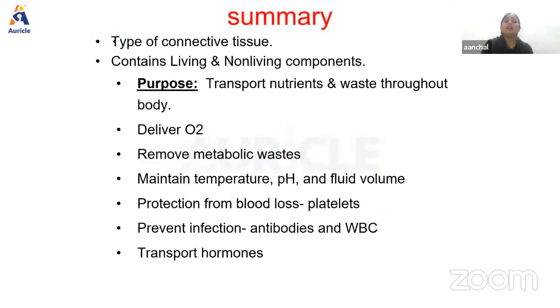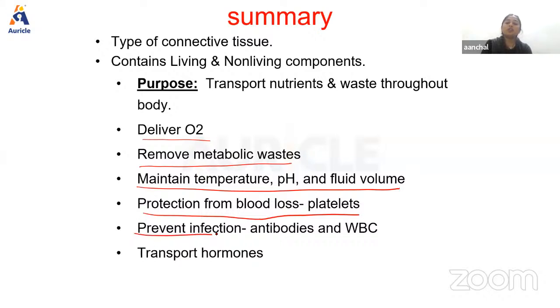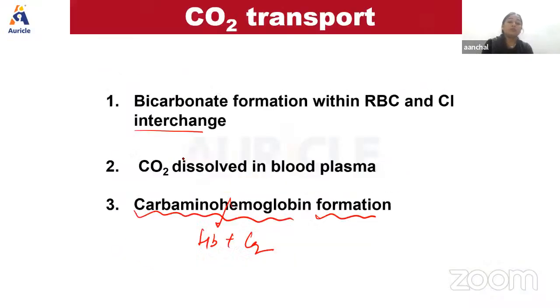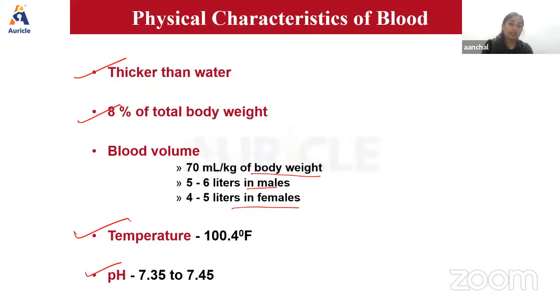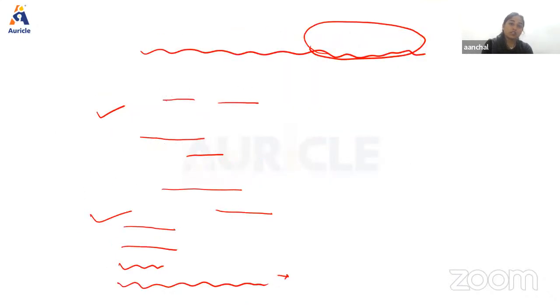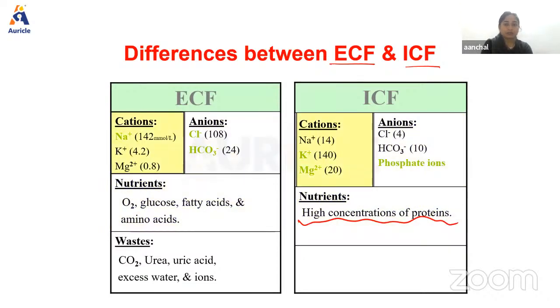So in summary, blood is a type of connective tissue. It contains living and non-living components. The purpose is to transport nutrients and waste throughout the body. It also delivers O2, removes metabolic waste, maintains temperature, pH and fluid, and protects from blood loss through platelets. It also prevents infection through antibodies and WBC, and it is also responsible for the transport of hormones. So we have a clinical case scenario, and again, we're going to discuss the most important functions of the blood.